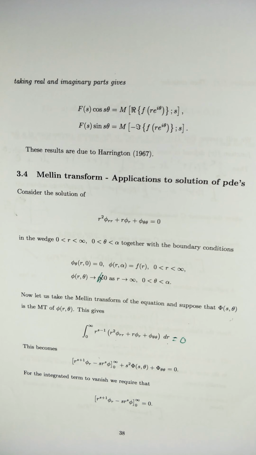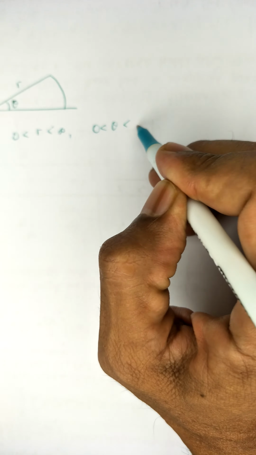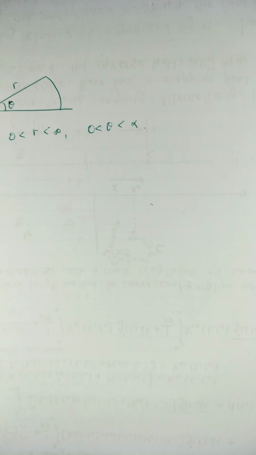So we consider that problem, where in the wedge, you know what a wedge is. Let me sketch those things. Let's say we have a wedge, this is our theta, and this is our r. So r is from 0 to infinity, and theta is from 0 to some angle alpha. That wedge.